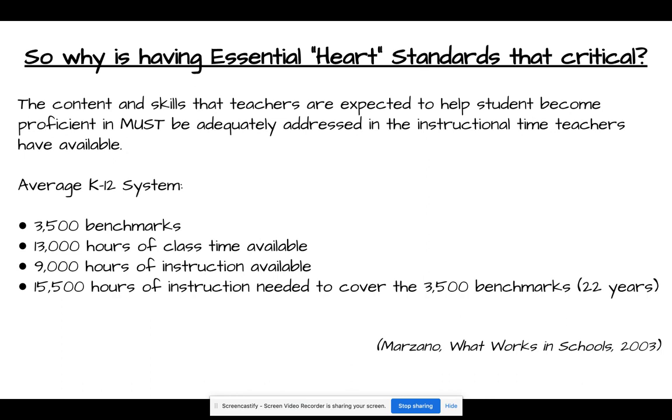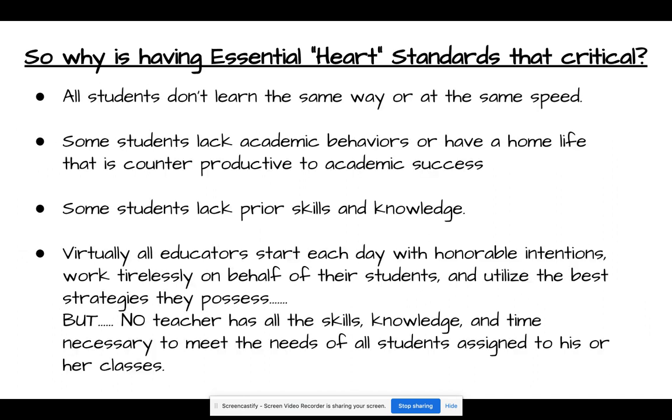And in an average K-12 system, kindergarten through 12th grade, if you look at all the hours and all the benchmarks and everything needed, if you were to cover everything equitably, and that's just coverage, not going deep necessarily, it would take you 22 years. And obviously, we're talking about 5-year-olds through 18-year-olds. So you can do the math. That's not 22 years that we have in order to do this, thus the need to narrow.